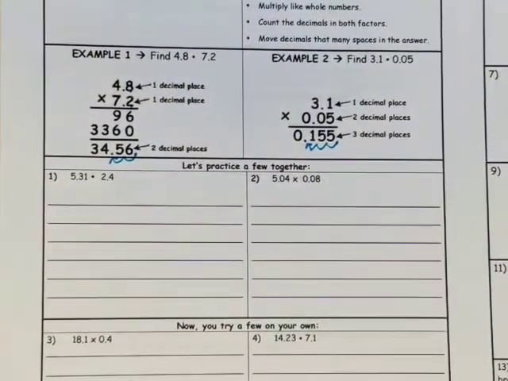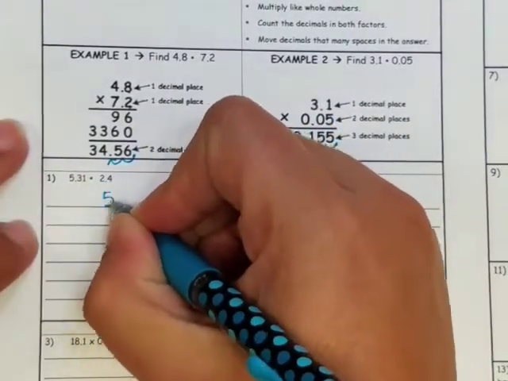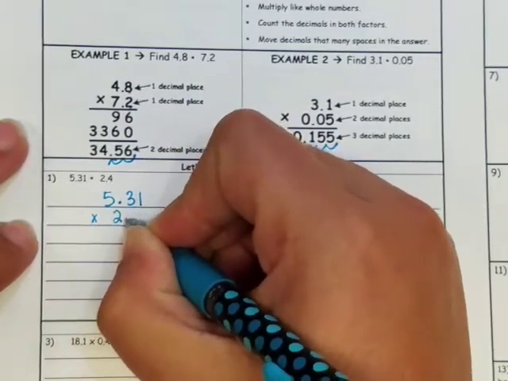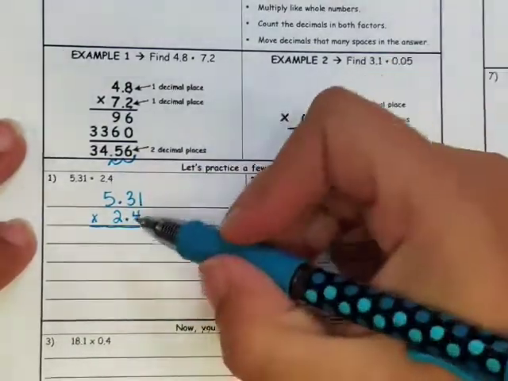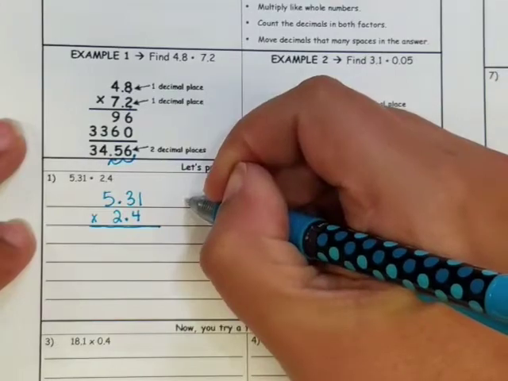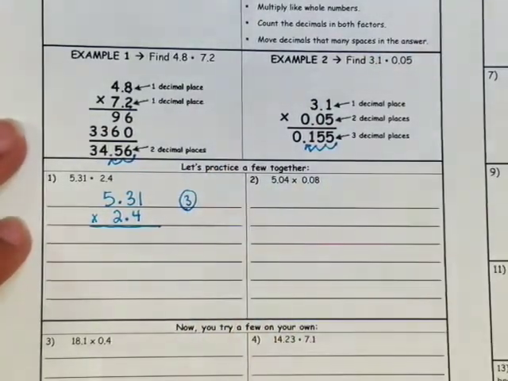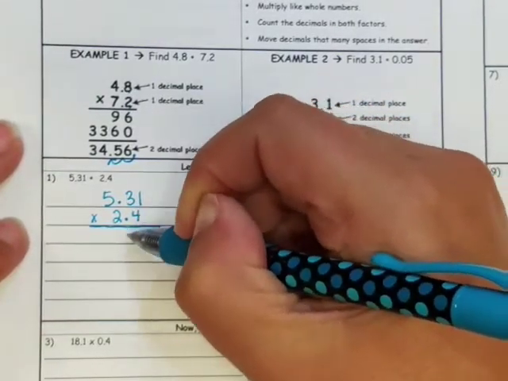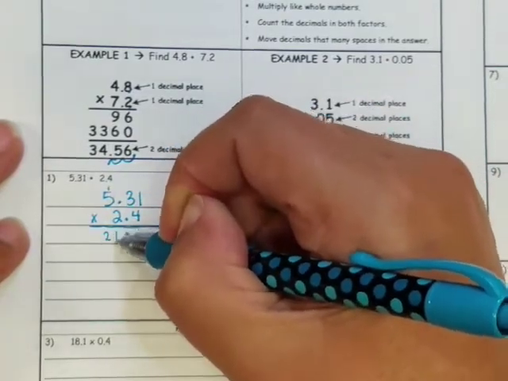So let's try some on our own. 5 and 31/100ths times 2 and 4/10. You can ignore the decimals, but we do need to remind ourselves that we have 1, 2, 3 place values that we need to remember for moving our decimal. Okay, so I'm going to put that over there. So then we just multiply as normal. 4 times 1 is 4, 4 times 3 is 12, 4 times 5 is 20, plus 1 is 21.